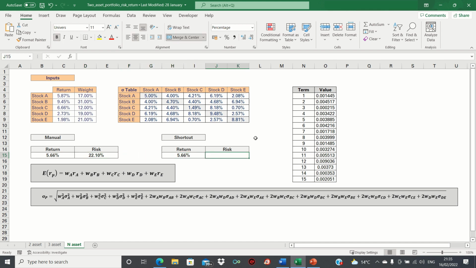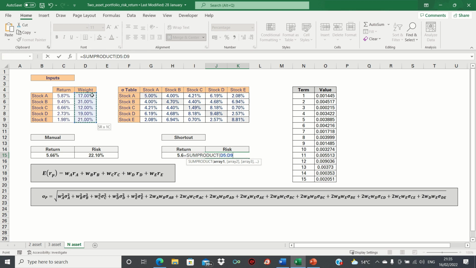To do this, we're going to use the SUMPRODUCT function and the MMULT function, which returns the matrix products of 2 arrays. First, we type equals SUMPRODUCT, open brackets, and for our first array, we're going to select the weight of our assets. For the second array, we'll use the MMULT function, first selecting our matrix as the array, followed by the weights. We can then close brackets and click enter.